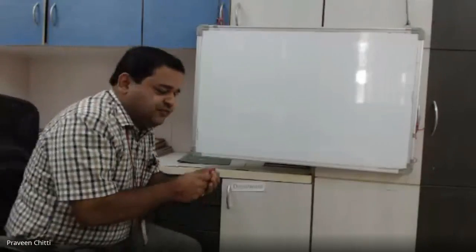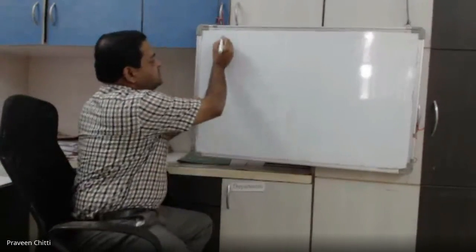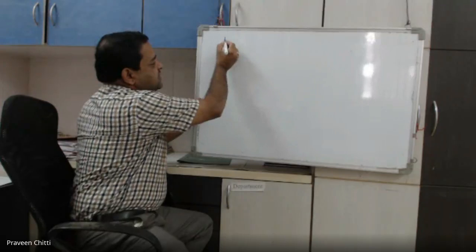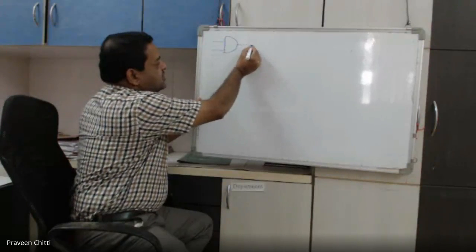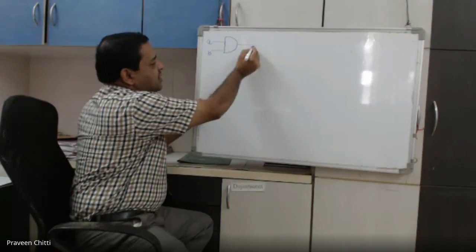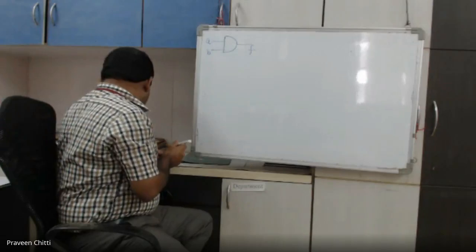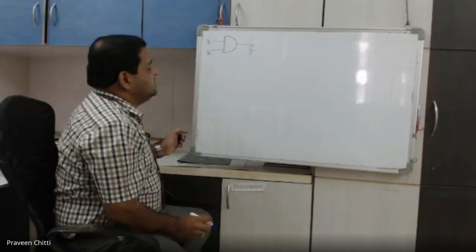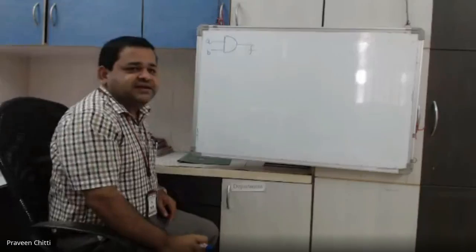I want to write a VHDL code for a 2 input AND gate. So I'm writing, this is my 2 input AND gate. I will write A, B, and F. And I want to write VHDL code for this. So how do we write the VHDL code? Can anybody help me in writing this code?